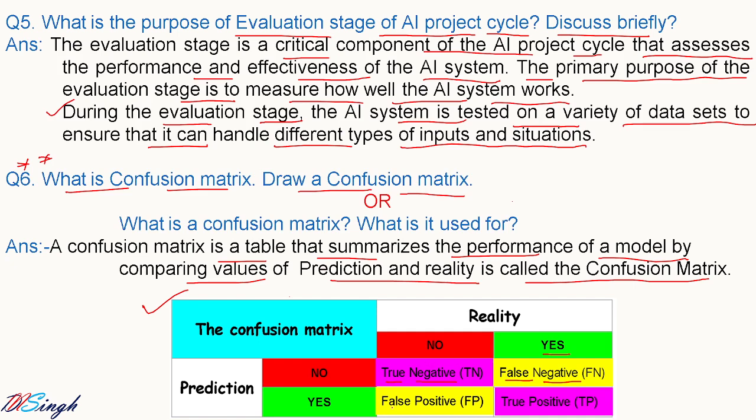Then you have reality. For this cell, reality is no, prediction is yes. So the first word is false because they both are not the same. And here you have positive as the prediction value is yes. The same way you will have true here because both prediction and reality values are yes, and the second word will be positive because the prediction value is yes. Like that you can fill all the 4 cells of the confusion matrix.